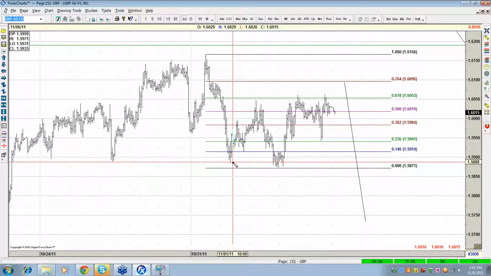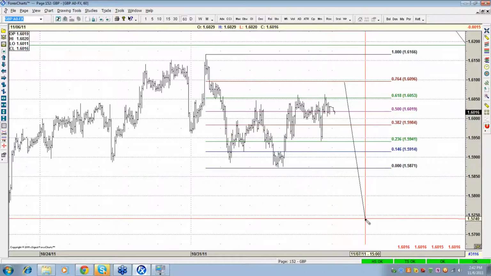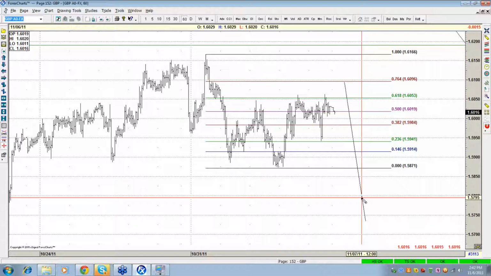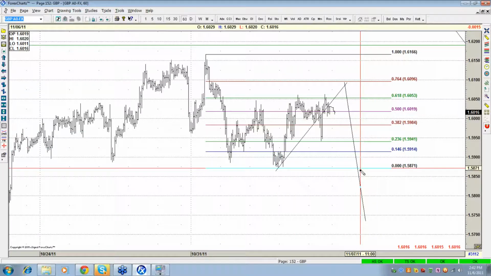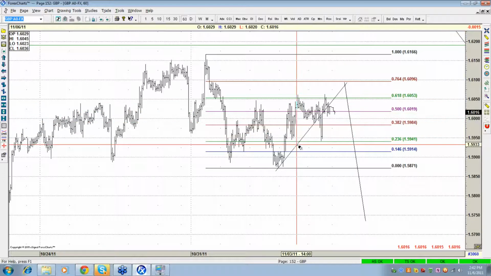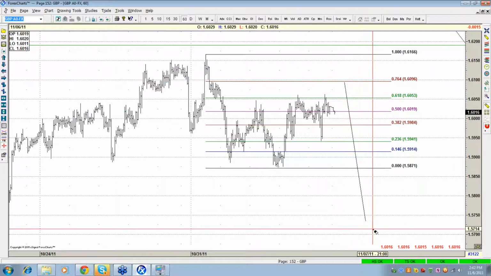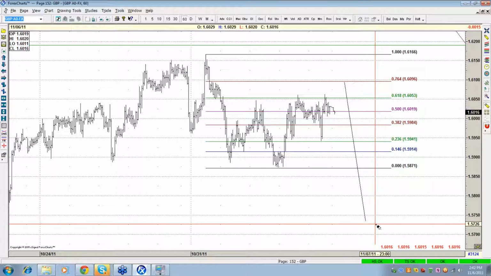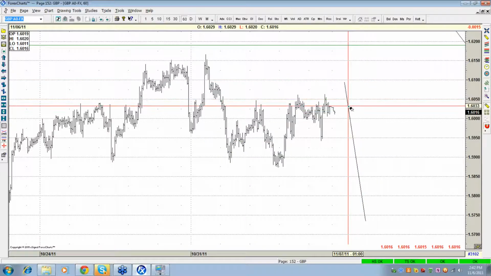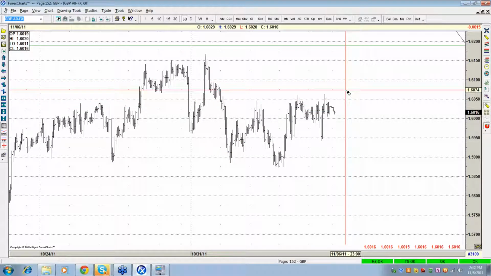But no, in the thrust of the triangle, cable should drop into the B-Wave. No, that's not an expanded flat. This is no impulse right here. And cable, it should drop into a C-Wave of the E-Wave. And that's the scenario that I like, to be honest with you. That I'm going to buy the dollar 100%.